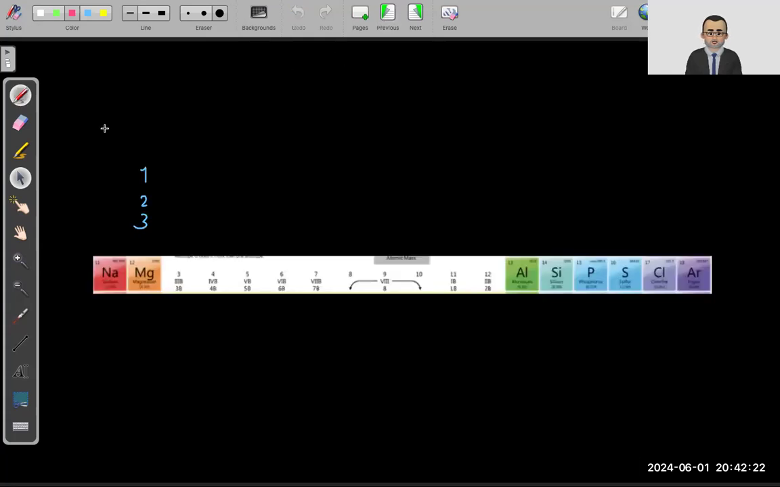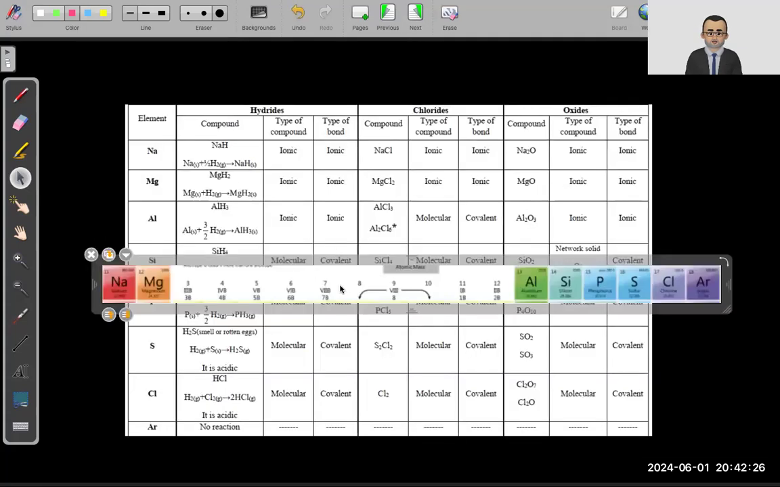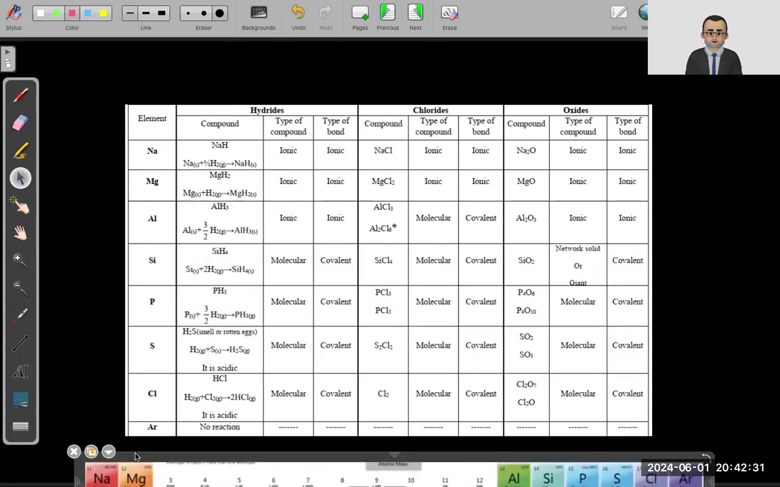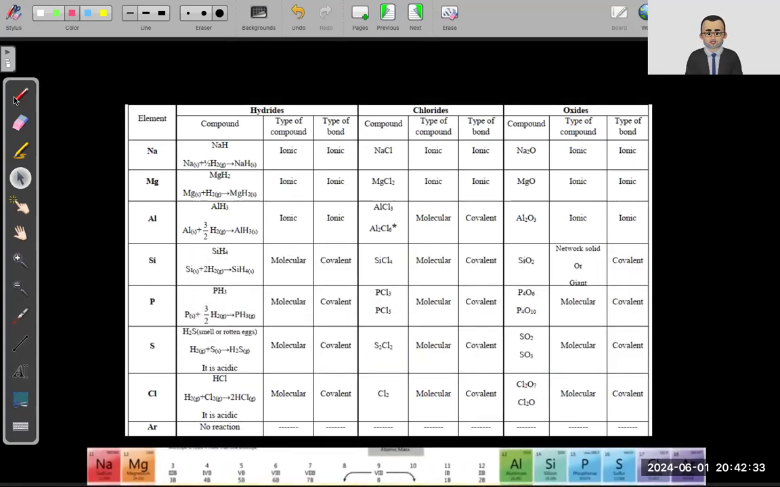So again, as we said, he is talking about reactions of period 3 elements. These ones, can you see? So this is the one he asked for. So Na, this is Na, and then magnesium, and then aluminum here, and then silicon, and then phosphorus, and then sulfur, and chlorine, and argon. So all of them, he has reacted them with the same 3 elements.